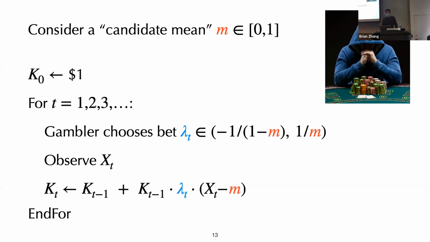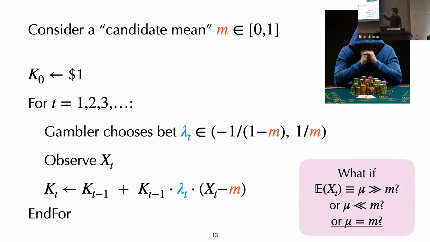So how should they choose lambda t? Let's think about 3 different scenarios. First, what if the conditional mean mu is much bigger than m? Then we can expect this term to be positive in expectation, and the gambler would want lambda t to be positive, because then my capital at time t is whatever I had before plus something positive. They don't want to choose a negative lambda, because that would mean their capital is going down. Similarly, if mu is much smaller than m, then we can expect this term to be negative in expectation. In that case, the gambler would want lambda t to be negative so that this entire term is positive, and then their capital would again be increasing in expectation.